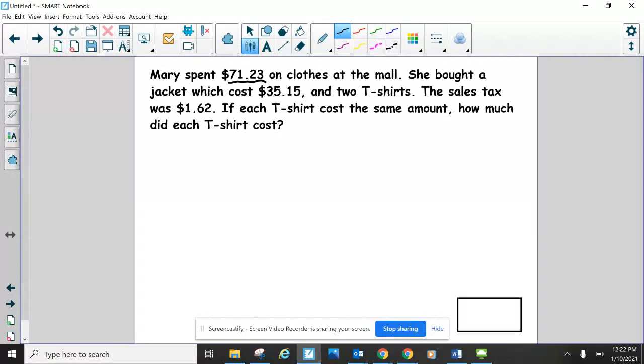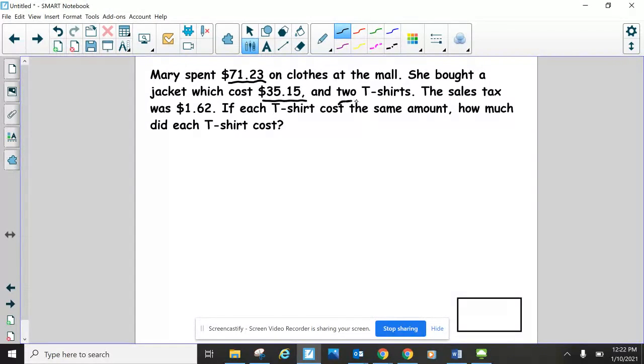So I picture Mary in my head, and I see her going to the mall. And when she's all done shopping, she has spent $71.23. That's what she has to give someone at the register. And it's important that we visualize the problem. She bought a jacket which cost $35.15. So that's part of her purchase.